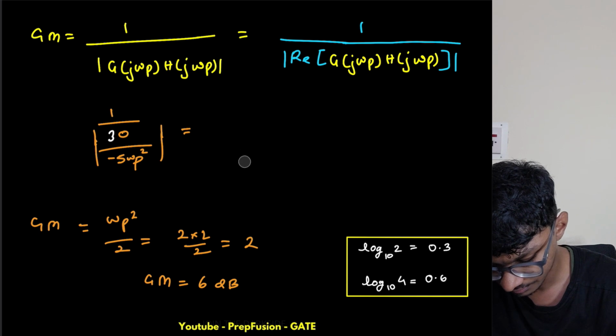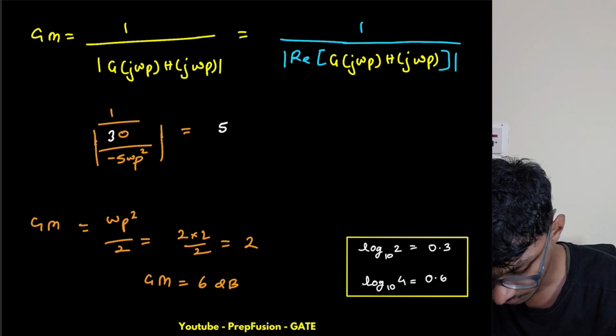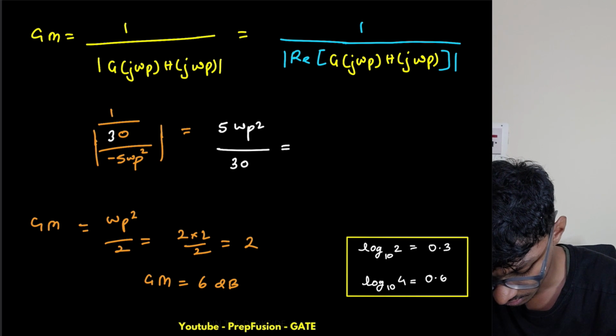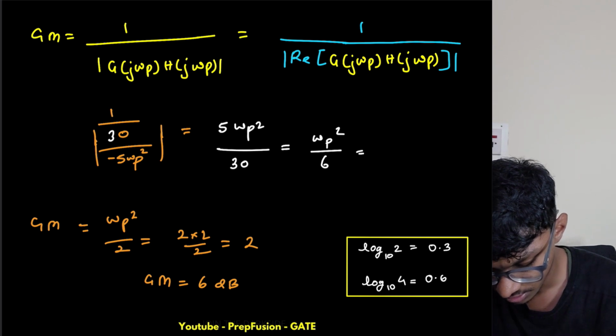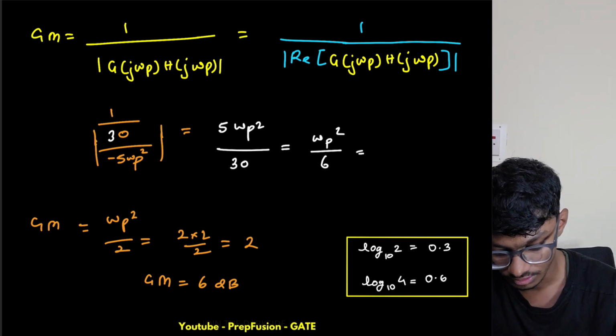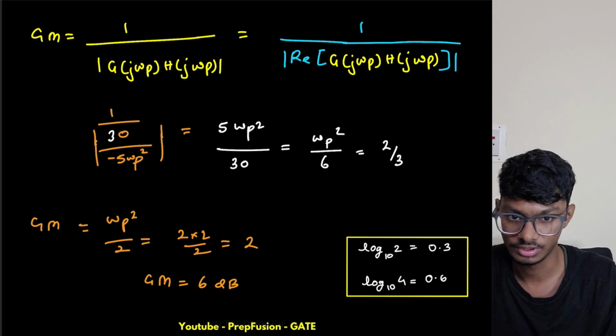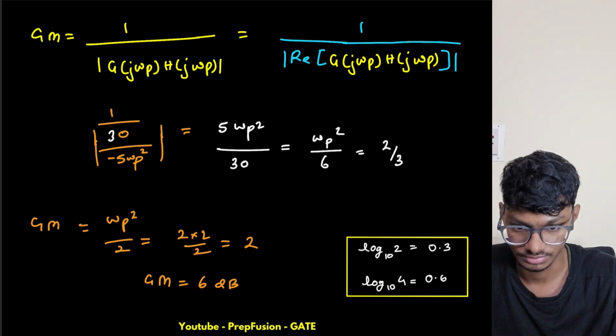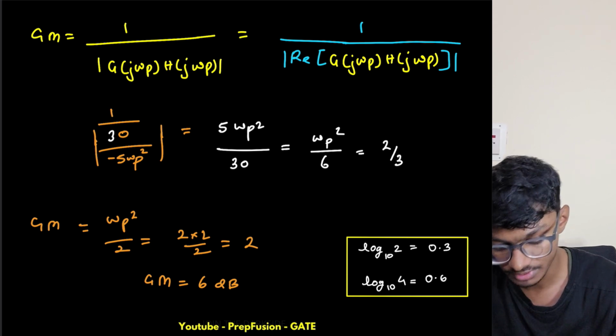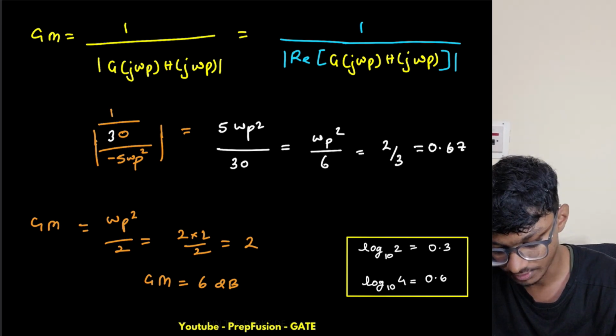So this will be 5 omega p square. So it is omega p square by 6. So it is simply 2 by 3, right? Simply 2 by 3, okay? So this is what my omega p square becomes, right? This is what my GM becomes. So GM is 0.67, okay?